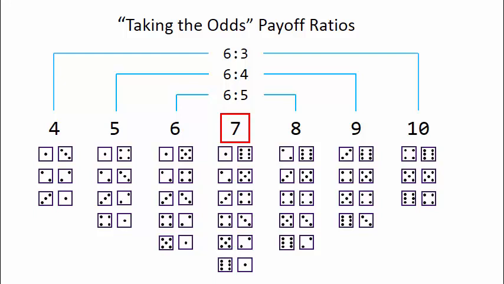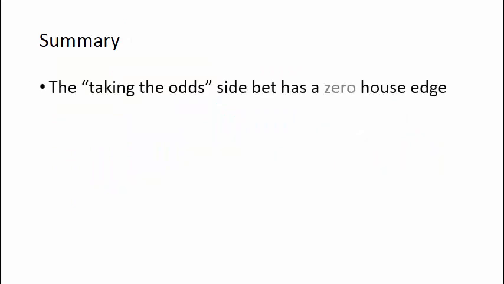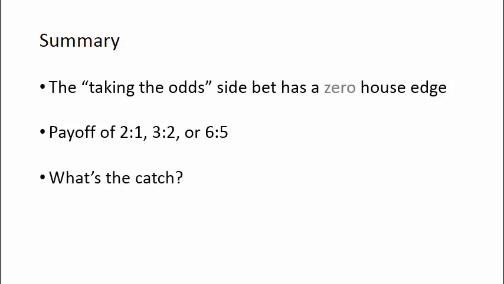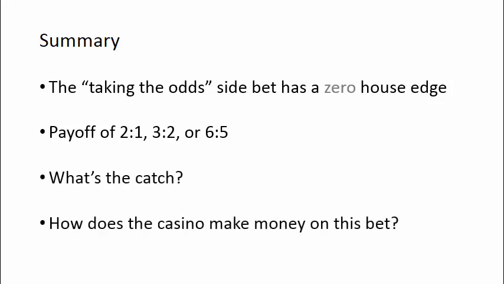One final note. These ratios are usually shown reduced, 2 to 1 and 3 to 2. In summary, the taking the odds side bet has a zero house edge and a payoff of 2 to 1, 3 to 2, or 6 to 5, depending on the point. So what's the catch? How does the casino make money on this bet? Continue with part 2 for the answers.